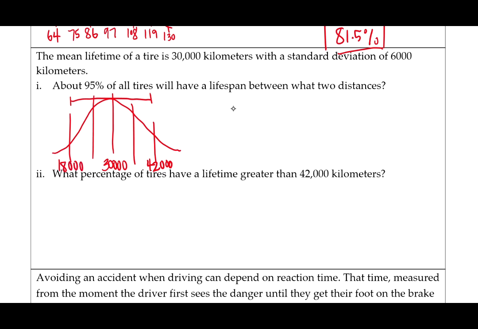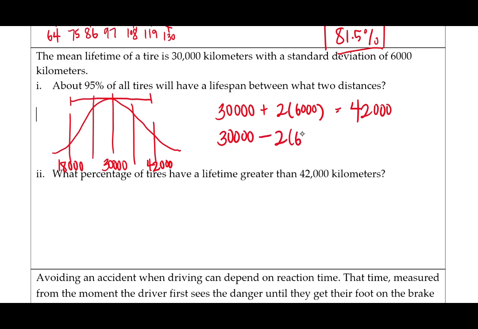Okay, so the way that I got these two values is I took the mean and I added 2 standard deviations, and that gave me 42,000. And I took the mean and I subtracted 2 standard deviations, and that gave me 18,000. And I knew to add and subtract 2 standard deviations because it gave me 95%, and the 68, 95, 99.7 rule tells me that 95% of the data values will be within 2 standard deviations.